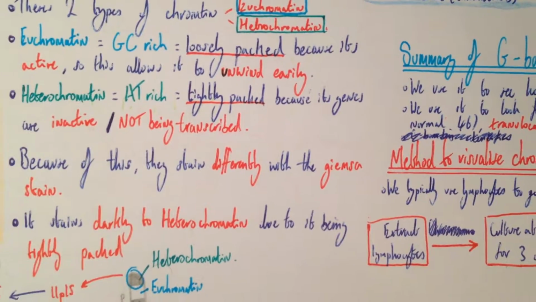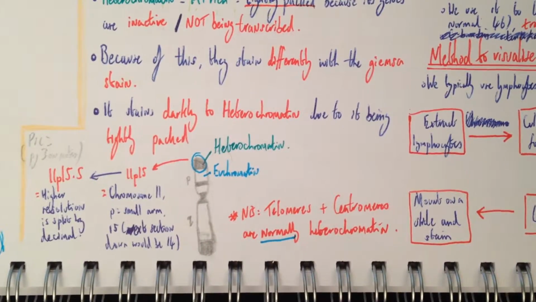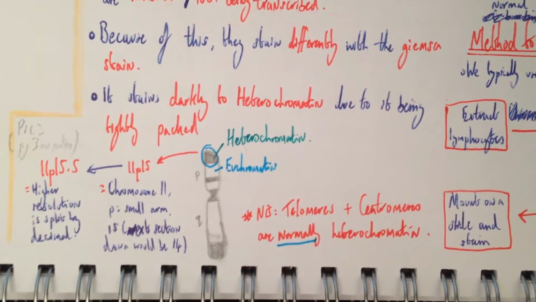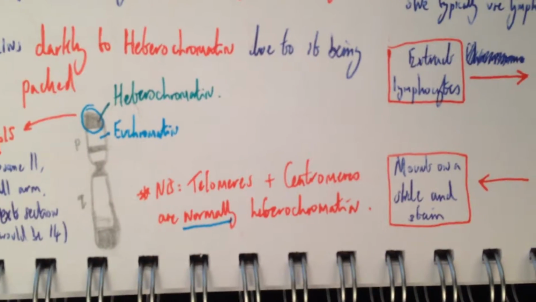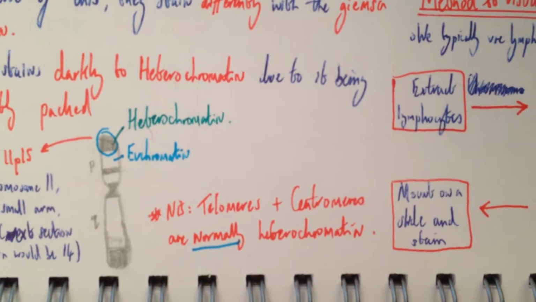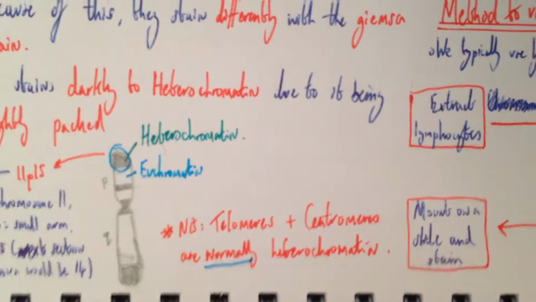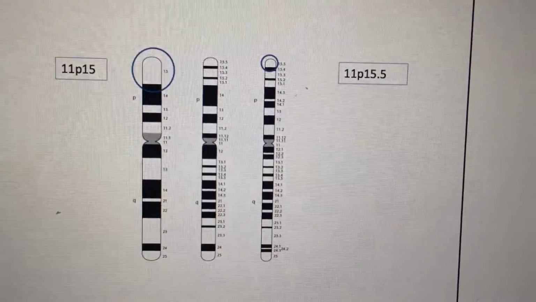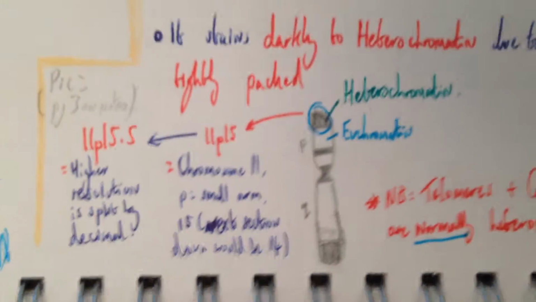Because of this, they stain differently with Giemsa stain. Heterochromatin stains darkly due to being tightly packed, while euchromatin stains lightly. An important point is that telomeres and centromeres are normally heterochromatin, so they are normally dark. Here you can see that the telomeres actually aren't heterochromatin, but usually, and a lot of the time, they are.